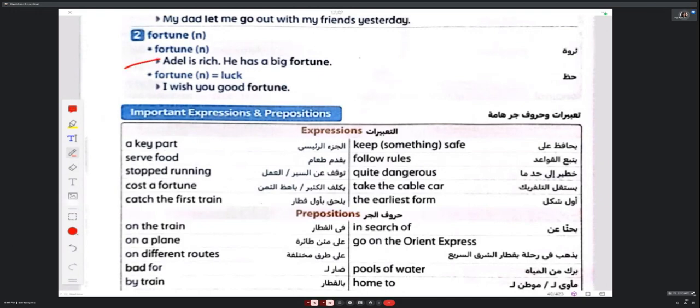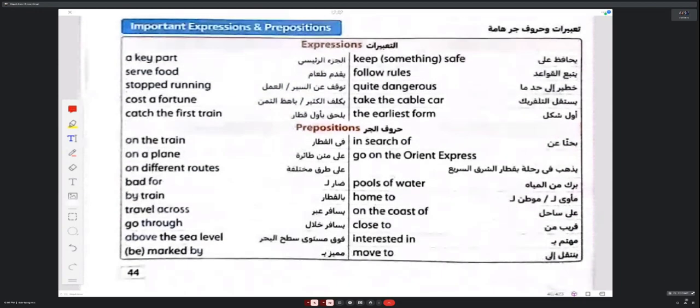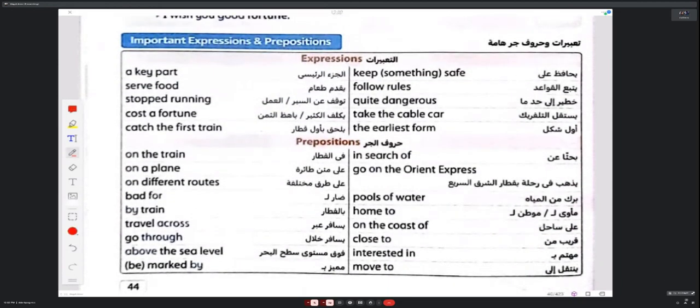Adil is rich, he has a big fortune. I wish you good fortune. Okay, a key part, serve food, stop running, cost a fortune, or cost a lot of money. Catch the first train, catch a train, catch a bus, catch a means of transport. On the train, on a plane.